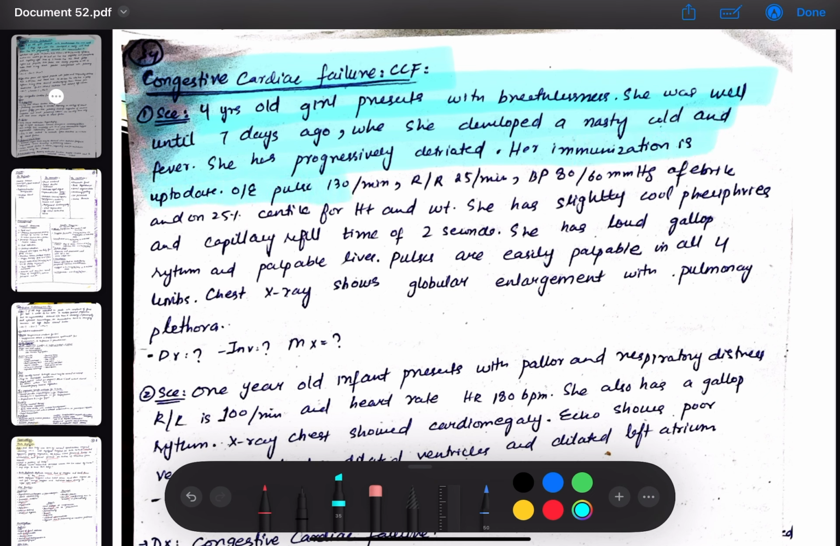On examination, pulse is 130, respiratory rate 29, BP 80 by 60. She is afebrile and on the 25th percentile for height and weight. She has slightly cool peripheries and a capillary refill time of 2 seconds. She has a loud gallop rhythm and a palpable liver. Pulses are easily palpable in all four limbs, and chest X-ray shows globular enlargement with pulmonary plethora.